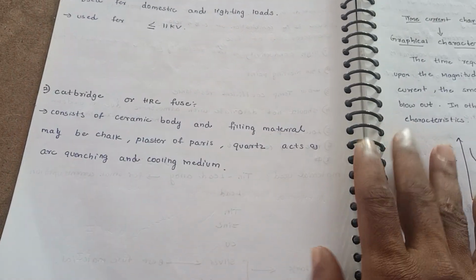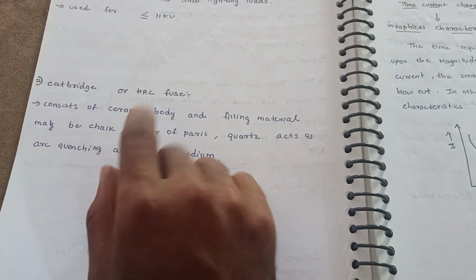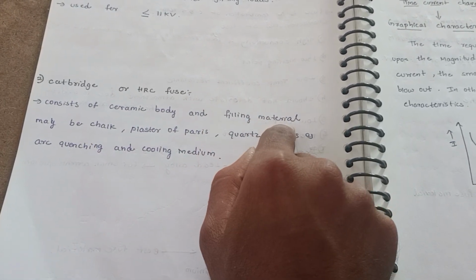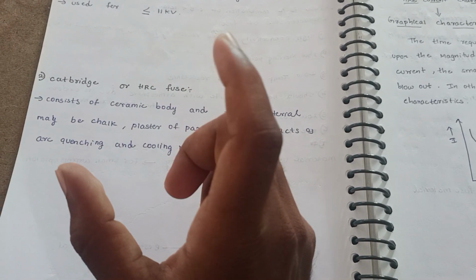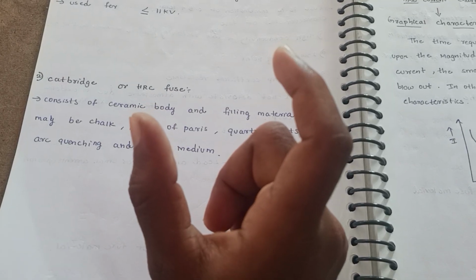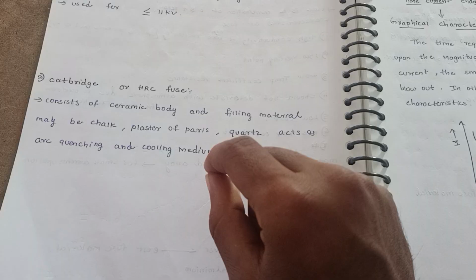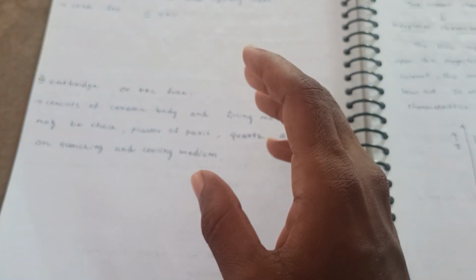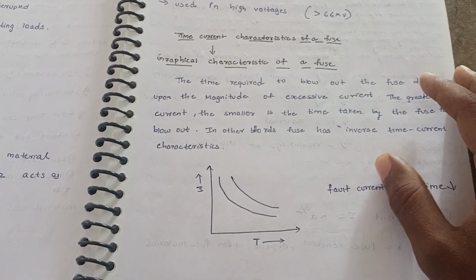Next is the cartridge fuse, the HRC fuse, high rupturing capacity. It consists of a closed ceramic body and filling material, maybe chalk, plaster of Paris or quartz, which acts as a quenching medium, that is, a cooling medium. So the arc is cleared when the fuse is arced.